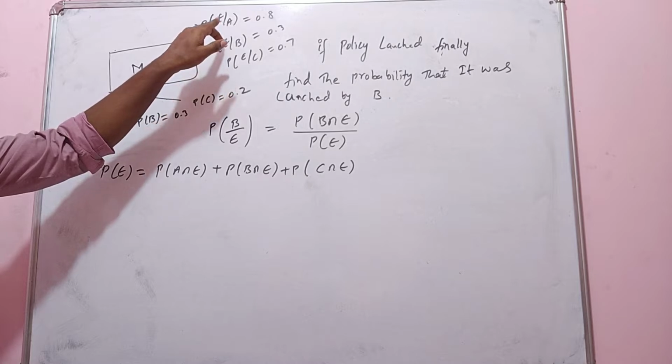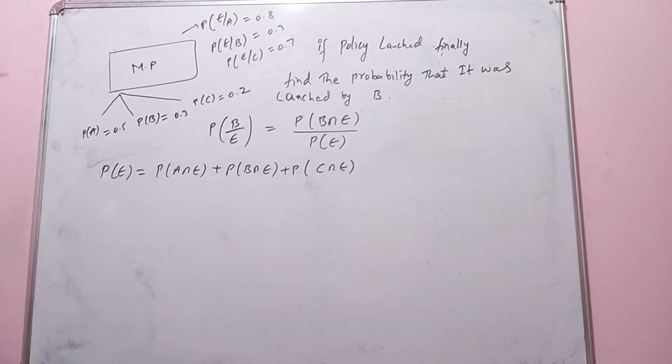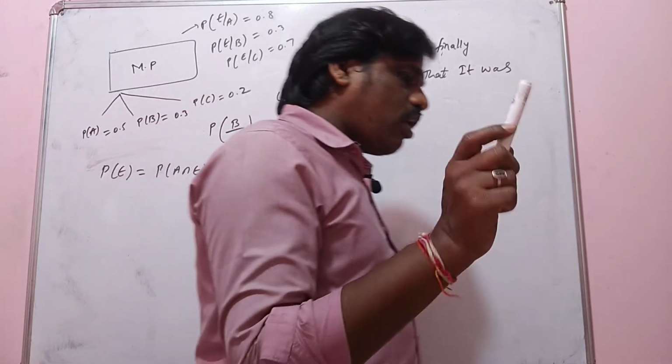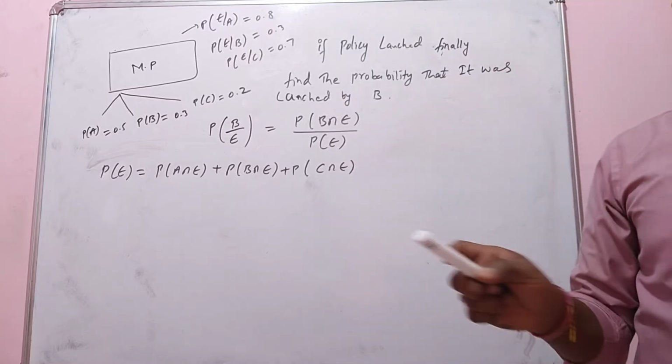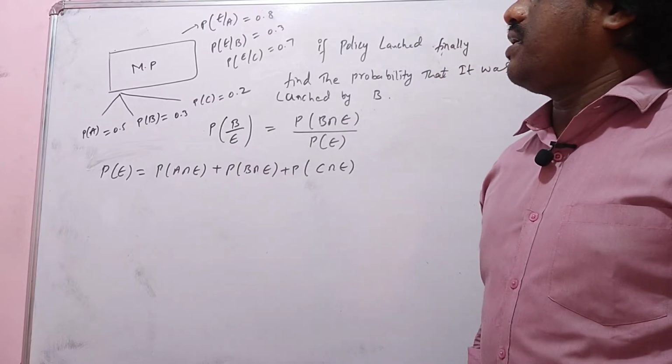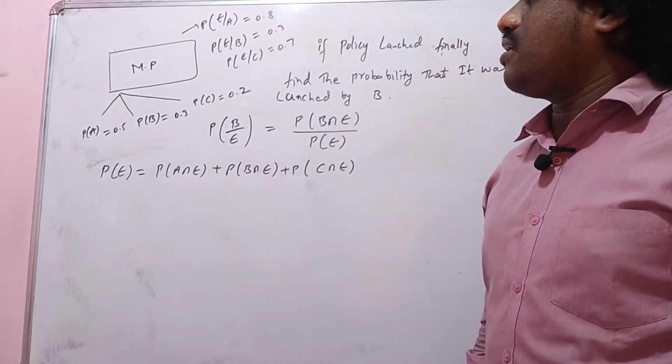Probability of launching the new policy: if A wins, the probability of launching the new policy is 0.8. If B wins, the probability of launching the new policy is 0.3. If C wins, the probability of launching the new policy is 0.7. I repeat again.